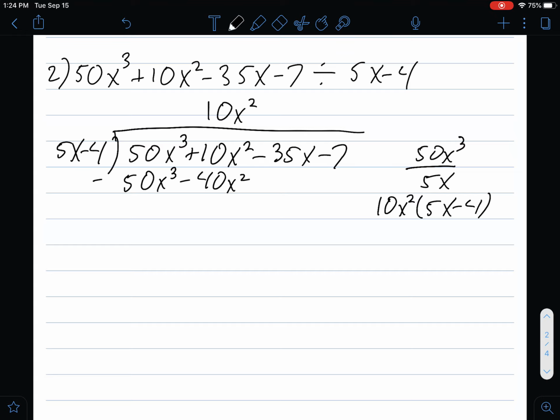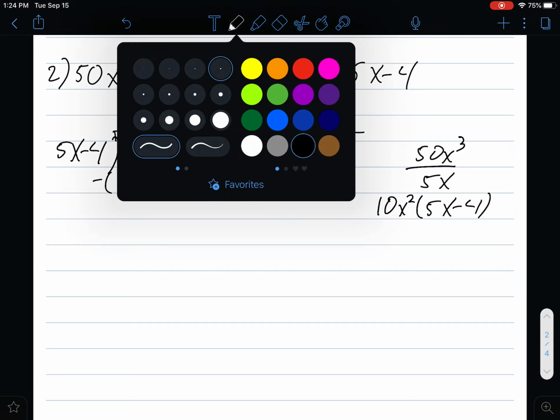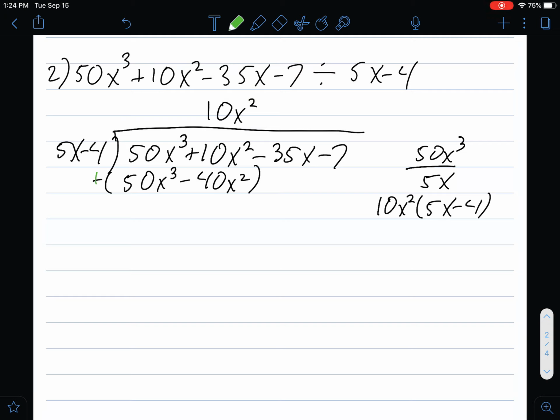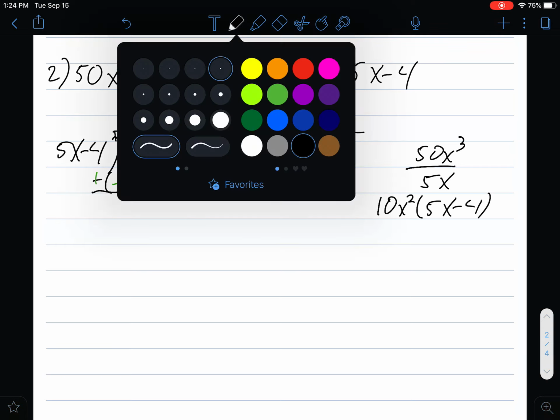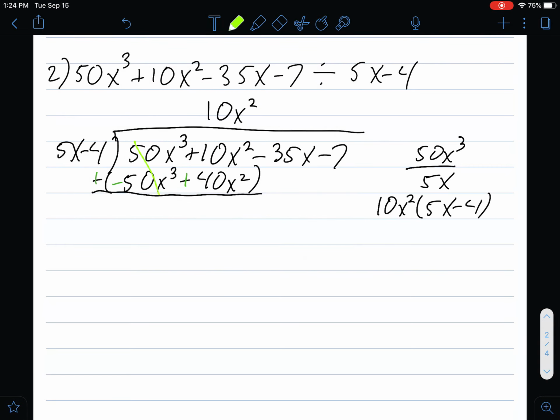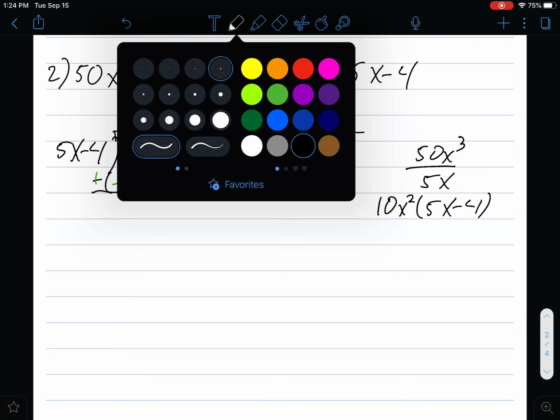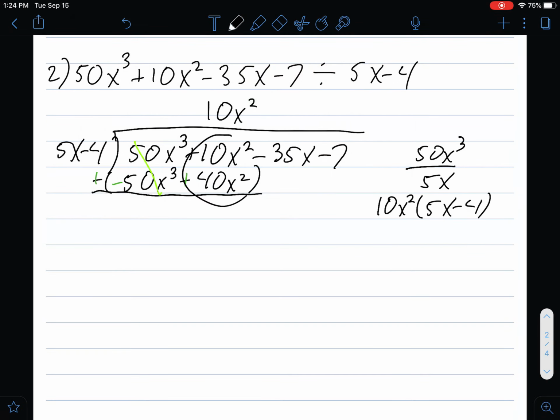So we're subtracting these. All right, and I'll do it right over here, which is changing this to a plus, changing that 50x to the third to a negative, and 40x squared was a negative, now becomes positive. So let's do our subtraction now. 50x to the third minus 50x to the third is 0. Negative 10x squared plus 40x squared equal to 50x squared. Let's bring down our negative 35x.